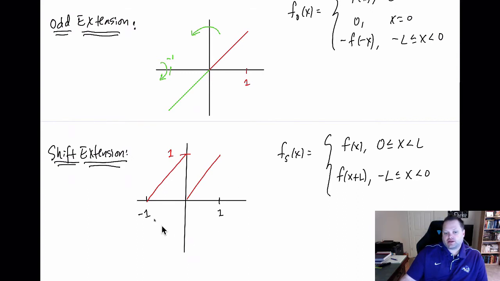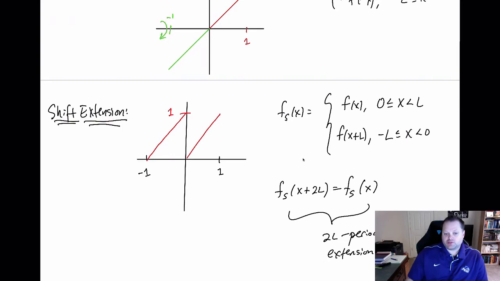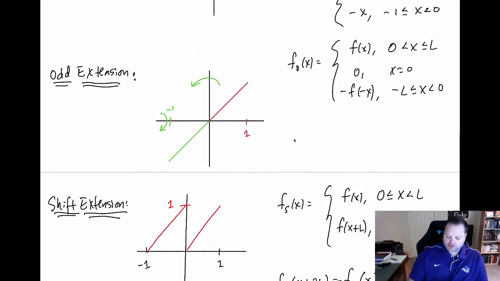And then you could periodically extend this window by saying that f of x plus 2L is equal to f of x, right? So this is a 2L periodic extension, which basically means you're just going to take this picture here and copy it. So you've got minus 1 to 1, then from 1 to 3, you would have this exact same picture. And then from 3 to 5, you'd have another copy of it. And we are going to do that with all of them, as you'll see here in a little bit.